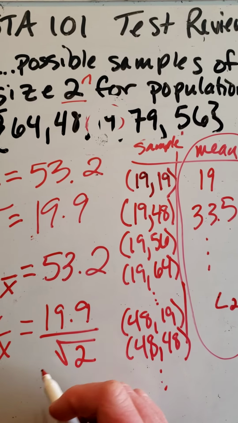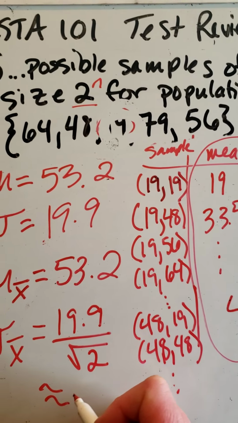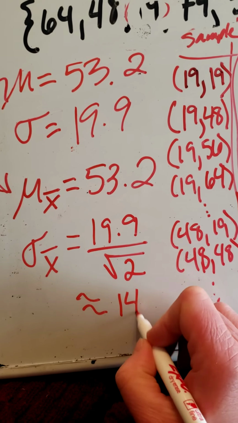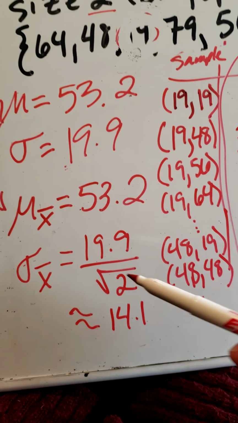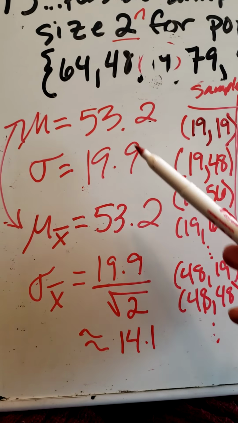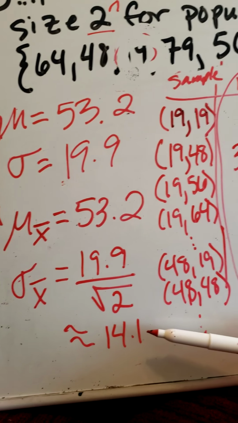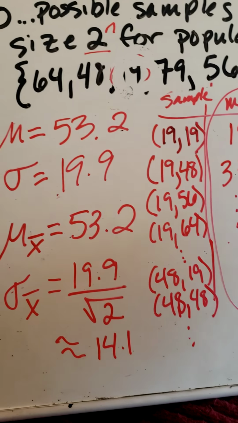So in this case, that's 2. So the square root of 2. So 19.9 divided by the square root of 2 is approximately 14.1. So what you should notice is that the means are the same and the standard deviation is just smaller because you're taking out these smaller sample sizes.